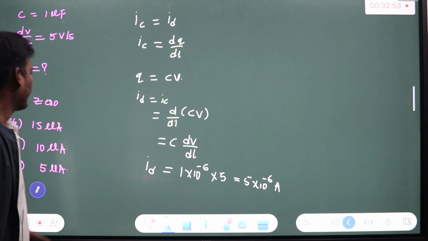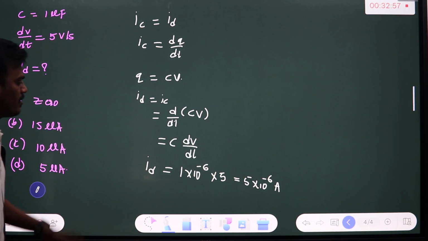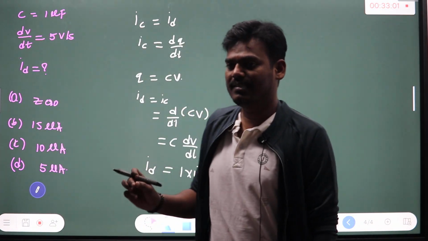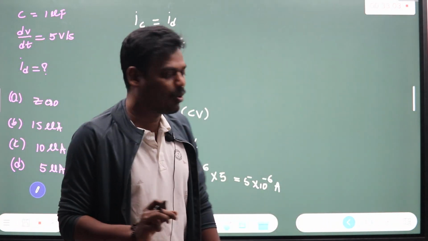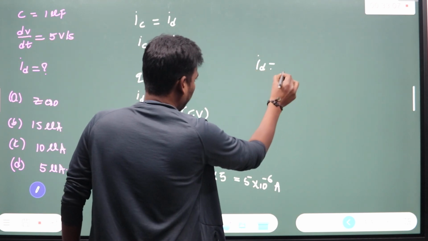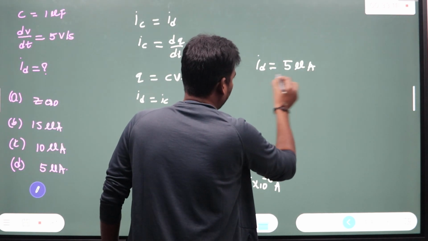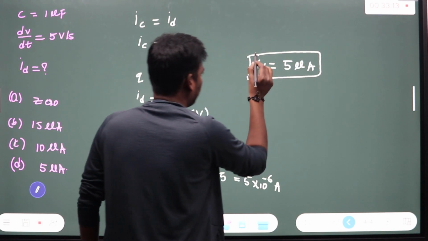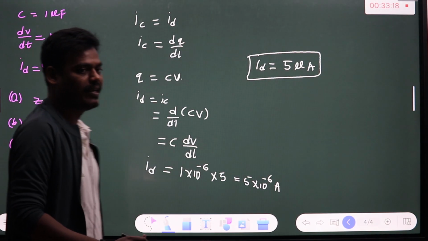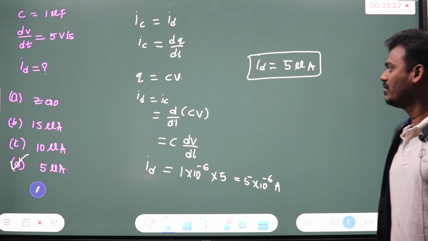But in the options you can see there is no 5 into 10 power minus 6 ampere. Instead, they have used the sub-multiple concept, that is 10 power minus 6, which we call micro. So ID is equal to 5 microampere. This is your required solution. Hence option D is the right answer. Got it? Okay, please copy this.